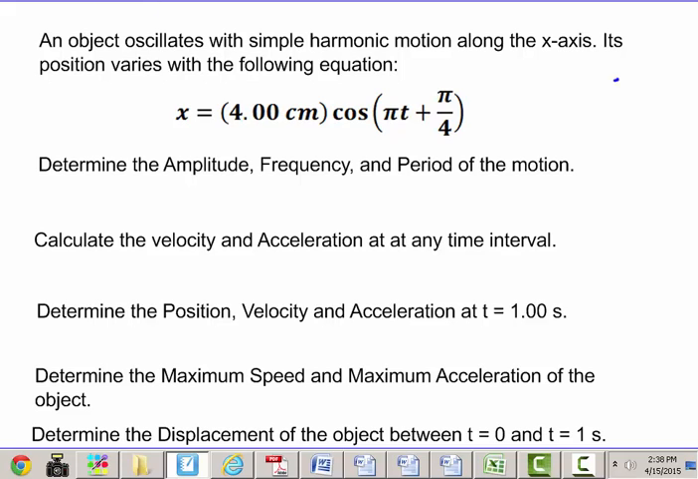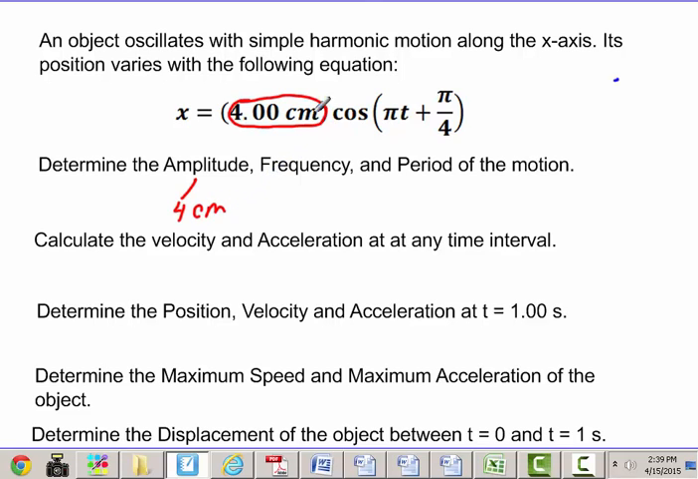Okay, let's look at one problem here. This problem was worked in class. Here you're given an equation. Let me grab my notes here. Okay. With this equation here, your amplitude is going to be this value right here. Now, you don't necessarily have to change this back to meters. You can leave it in centimeters. That's fine. Amplitude here would equal 4 centimeters.